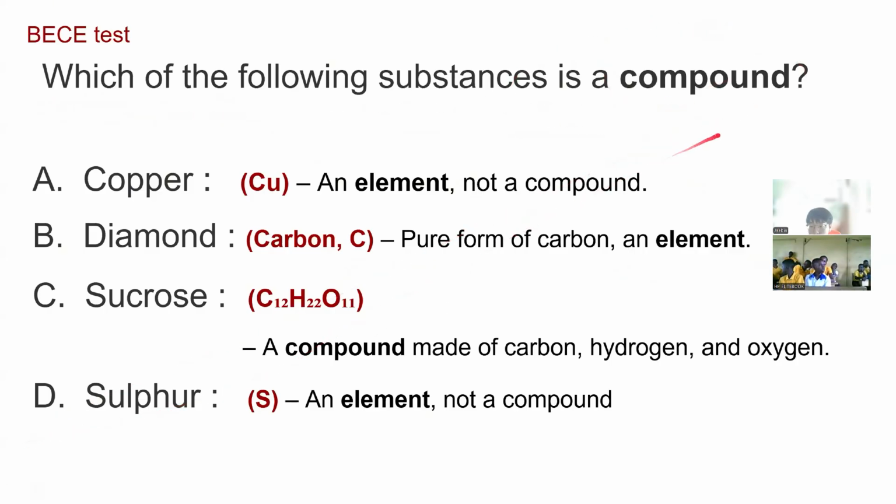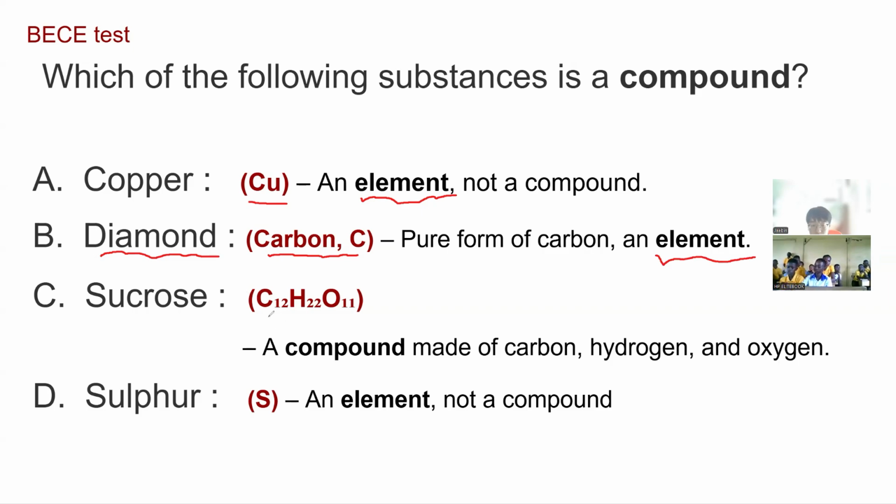It's asking for a compound again. So copper is just Cu, one type of atom, so it's an element. Diamond may be confusing because you might be wondering, what are diamonds made out of? Well, diamonds are made out of carbon, essentially. They are really structured carbons that are really, really hard to break. But diamonds are still carbon. So it's made out of one type of atom. So it's called an element, not a compound.